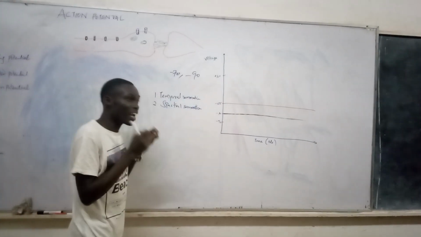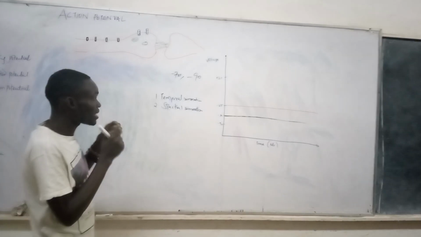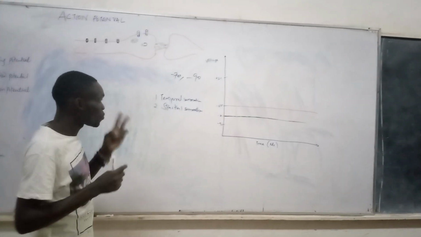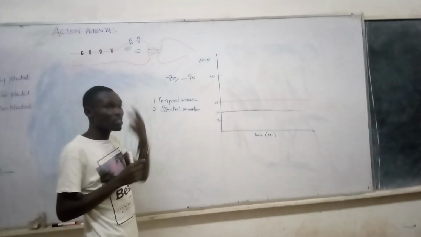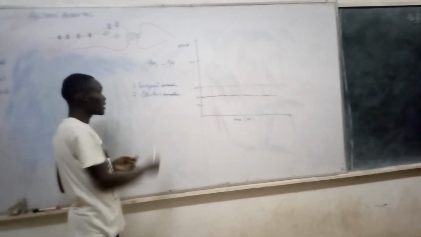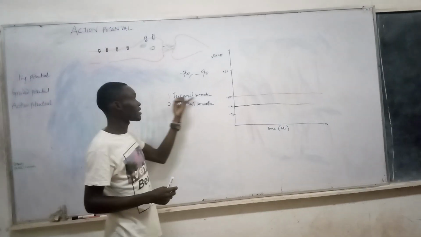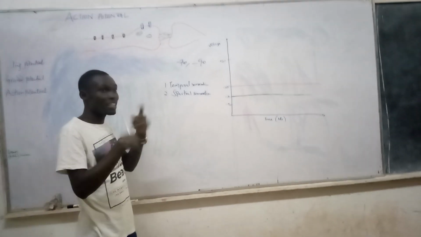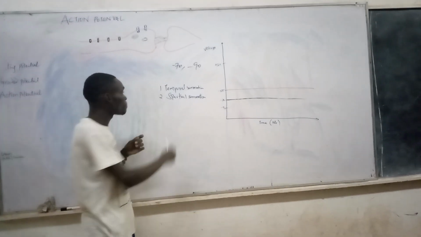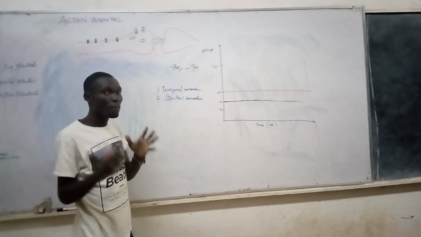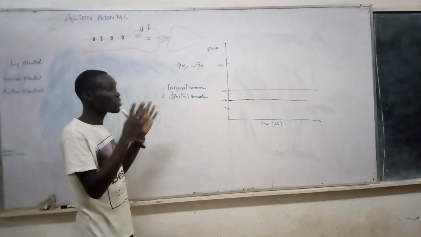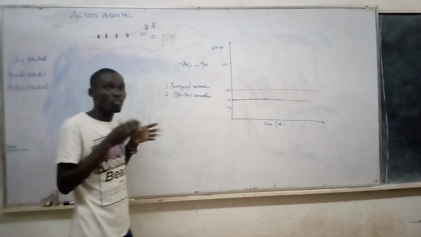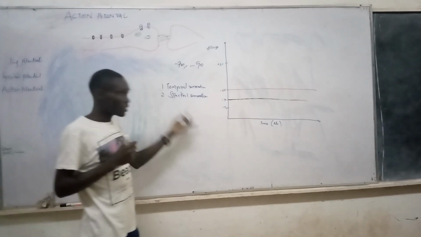For it to start conducting impulses, it must receive signals. We say that there are two ways in which the neuron can be stimulated. Either temporally, in which one presynaptic terminal sends signals repeatedly, or spatially, whereby more than one presynaptic terminal sends signals to one postsynaptic terminal.